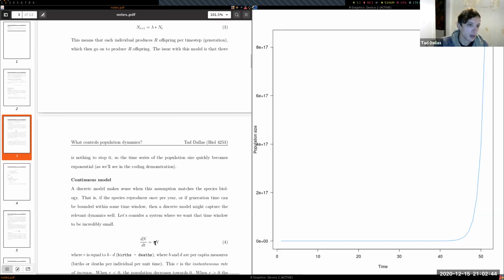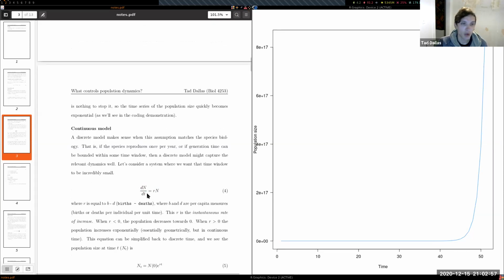So the difference here is that R is something different than lambda, right? And so R is actually the log of lambda. Because the left-hand side is the rate of change in n, the population size as a function of time, if this quantity is greater than 0, the population will grow. If this quantity is less than 0, the population will not grow.